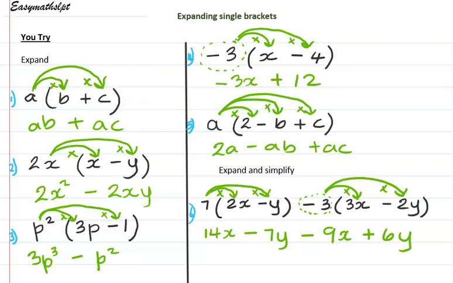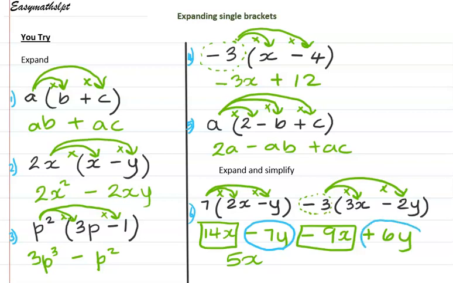Now let's collect our like terms. So we have 14x, and we're taking away 9x from that, and that will give us 5x. And negative 7y is a like term with our 6y, so plus 6y, which will give me negative y.